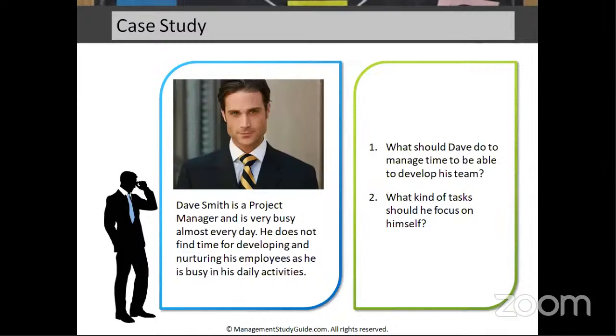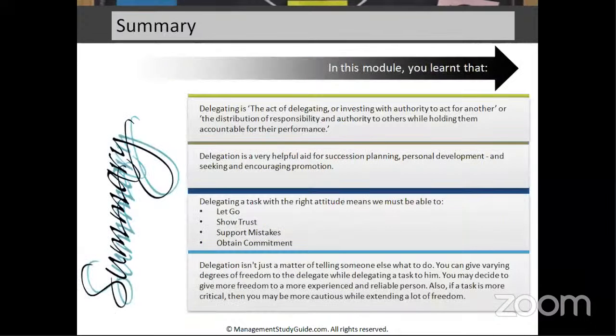A case study: David Smith is a project manager and is very busy almost every day. He does not find time for developing and nurturing his employees as he is busy in his daily activities. Number one, what should Dave do to manage time to be able to develop his team? Number two, what kind of tasks should he focus on himself? Okay, and this is where we are going to be calling it a day.